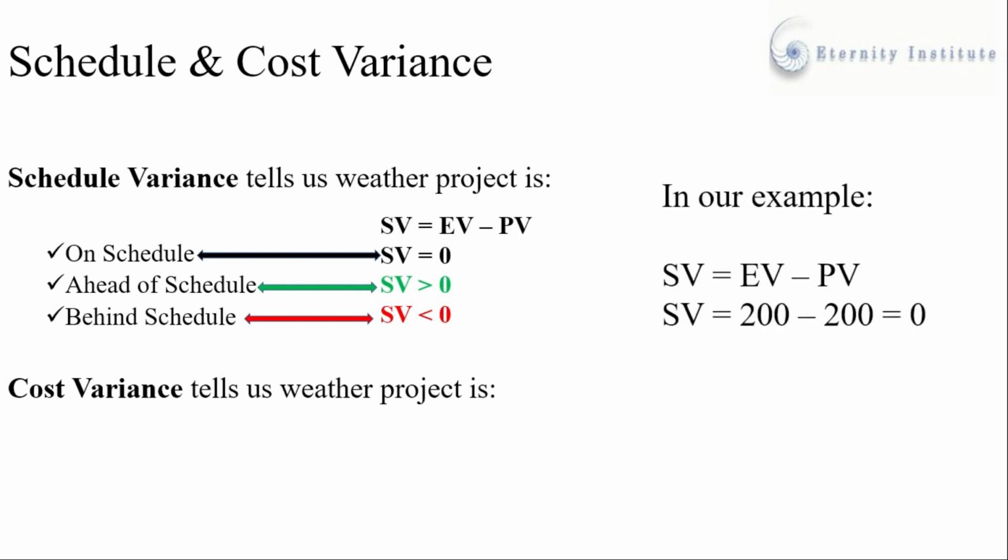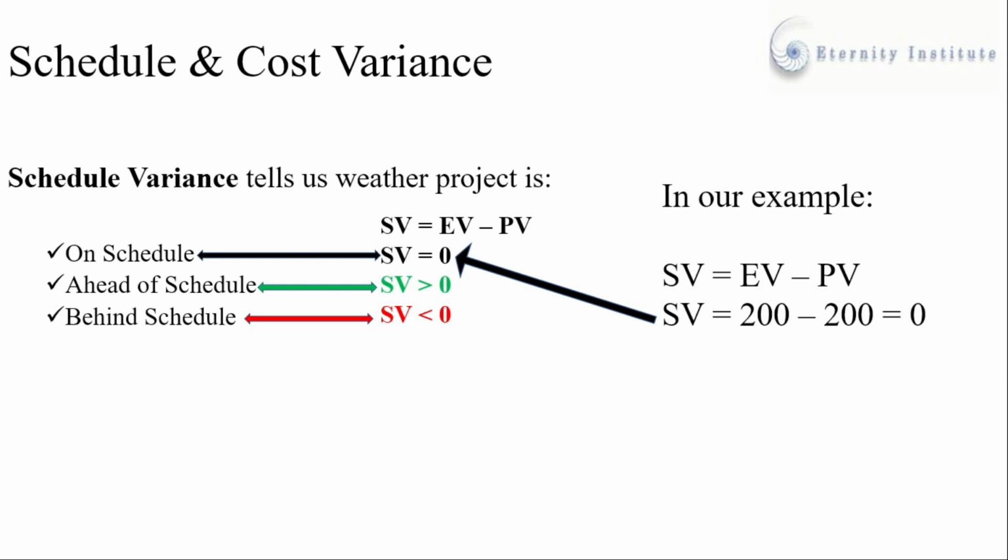For example, our earned value was $200 as well as our planned value was $200. If we put these values into the equation, we get 200 minus 200, which equals 0. It means our schedule variance is 0, and when schedule variance equals 0, it means we are on schedule. Let us discuss the cost variance as well.